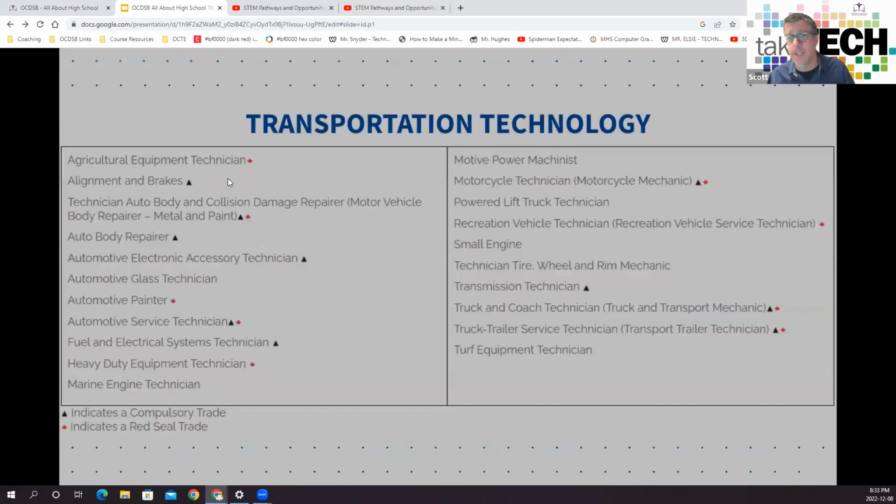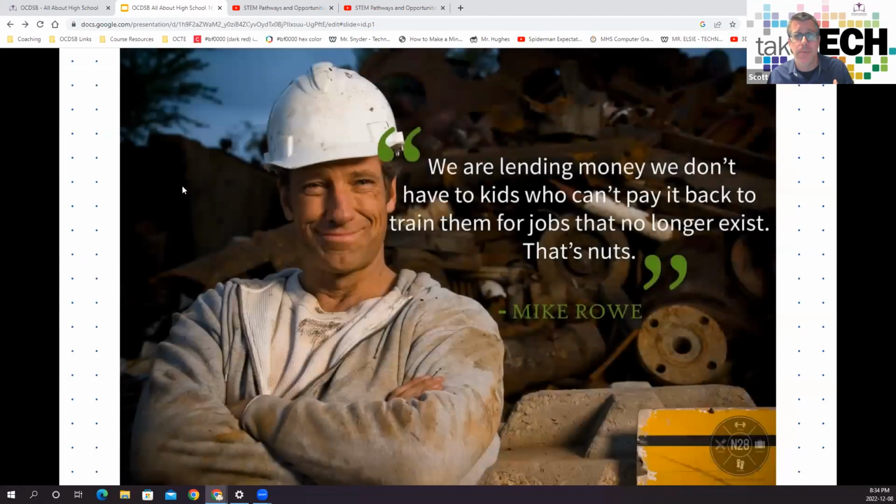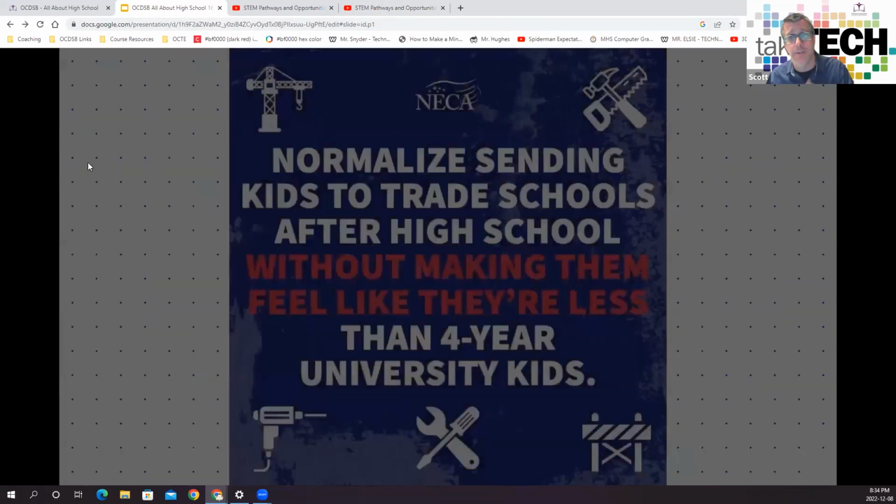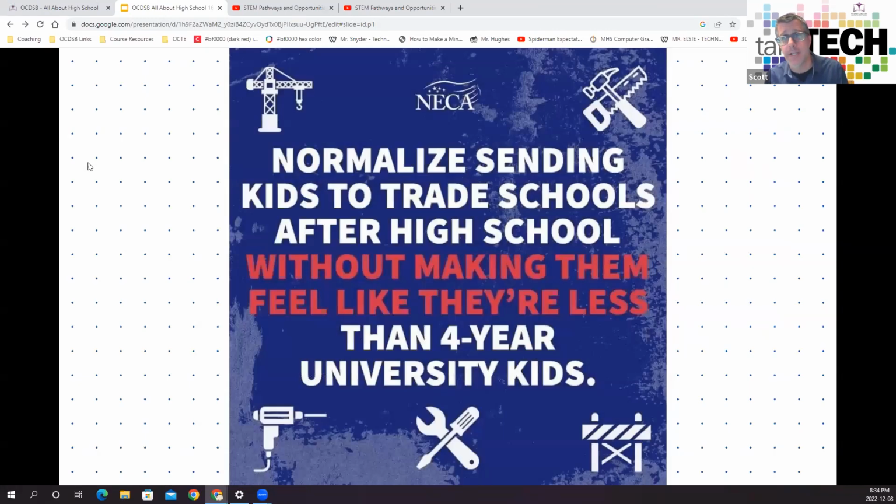I'm going through this quickly because I certainly can't list them all, but this is the one I wanted to list. And as I put this slide on there, I'm certainly not trying to downplay any educational path that students choose or any pathway that they choose after high school. But I like this quote: we're lending money that we don't have to kids who can't pay it back to train them for jobs that don't exist. That's nuts. So again, I'm not trying to put down any pathway that students choose. I'm just trying to put this in everyone's minds.